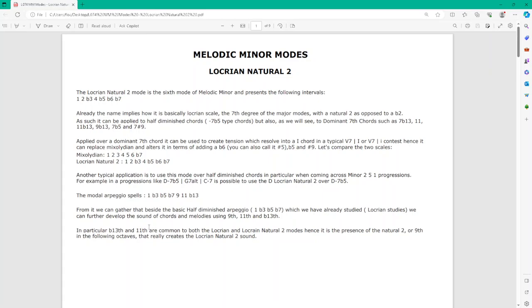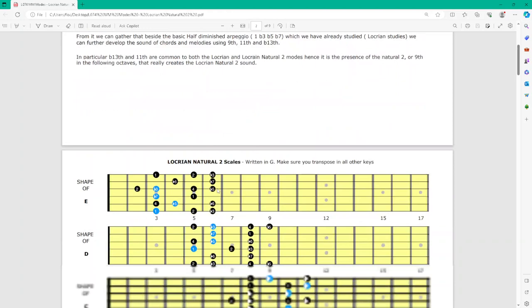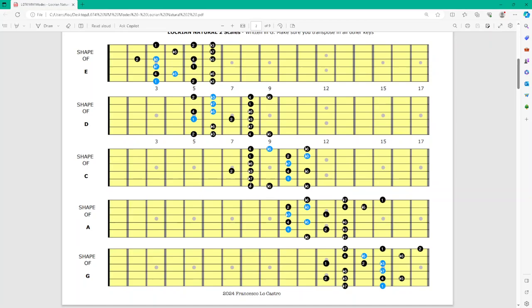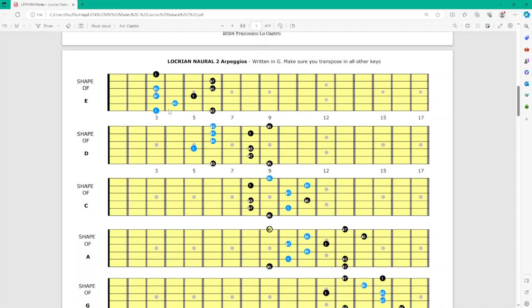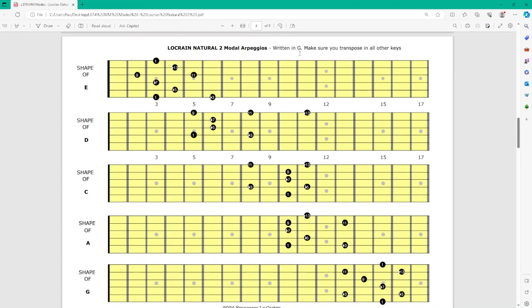In the accompanying PDF, obviously you'll have the Locrian natural 2 scales, 5 shapes, nothing new, it's melodic minor displaced. Of course, you have the arpeggio, which you should already know, because the basic arpeggio is the half diminished arpeggio, so you already studied this when you did Locrian. And of course, the Locrian natural 2 modal arpeggio, which in this case is going to have a 9 as opposed to a flat 9.